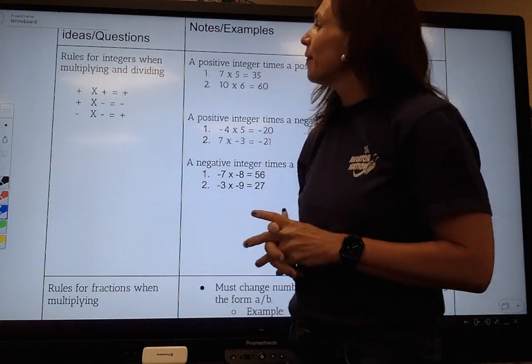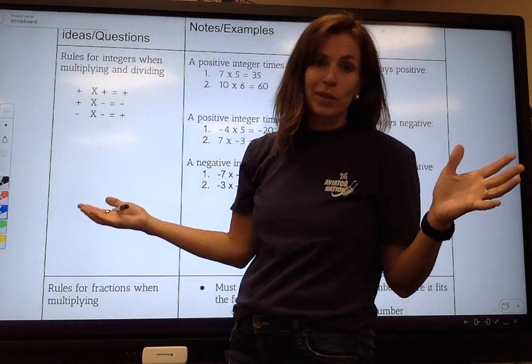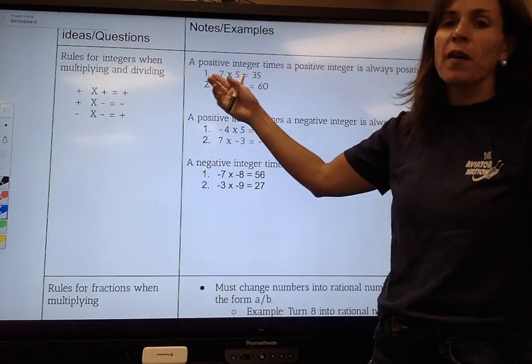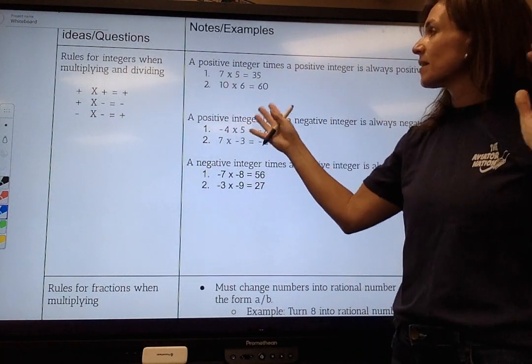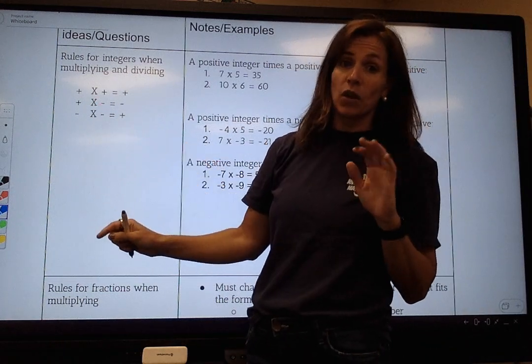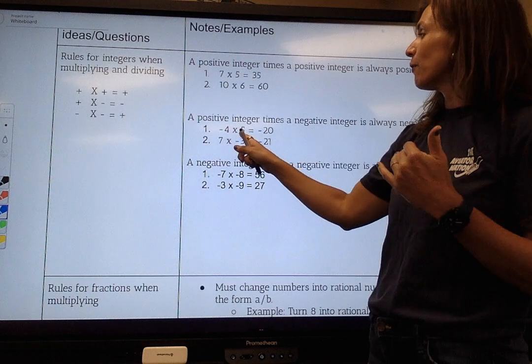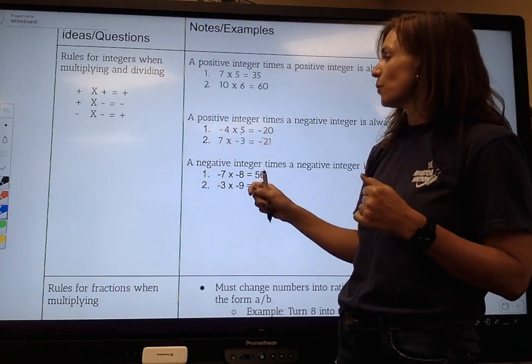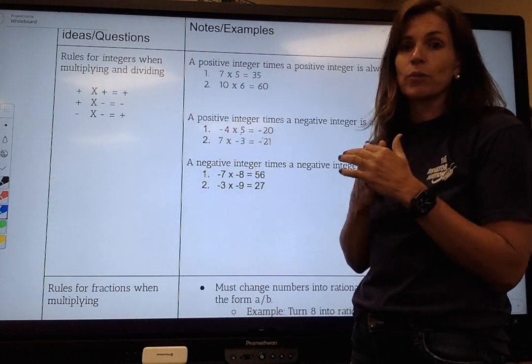So remember that a positive times a positive is always a positive, right? 7 times 5 is 35. 10 times 6 is 60. And remember, a positive times a negative is always negative. So if you've got a negative 4 times 5, then we have a negative 20. 7 times negative 3 is a negative 21.